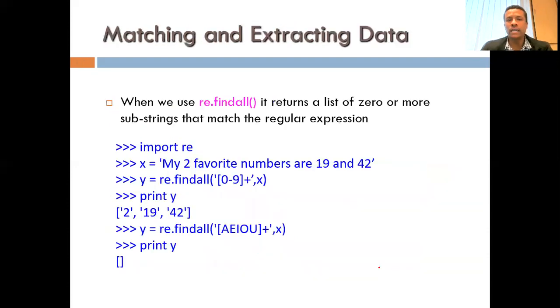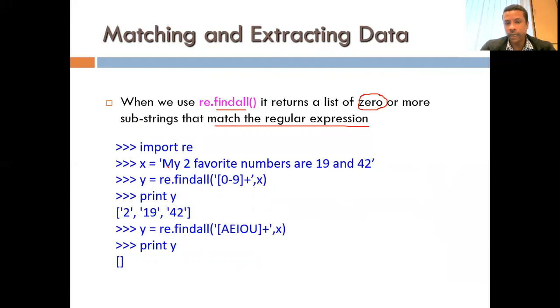So as I said, you can use a find all whenever you want to have one or more results. So whenever you use a find all method, it returns a list of 0 or more substrings that match the regular expression. 0 maybe the regular expression might not be satisfied by your text. So in that case, the list is going to be empty.